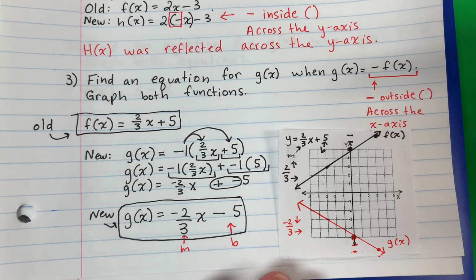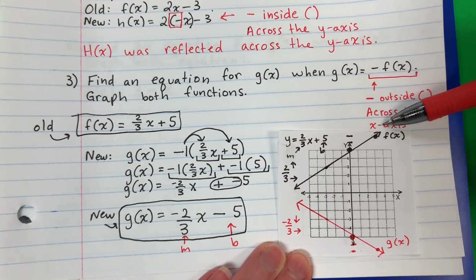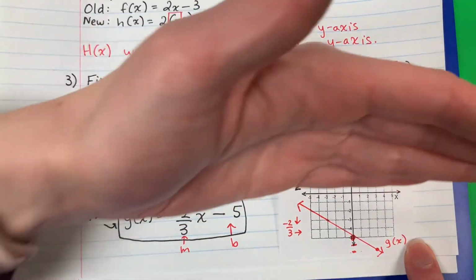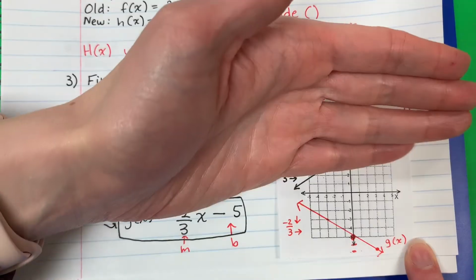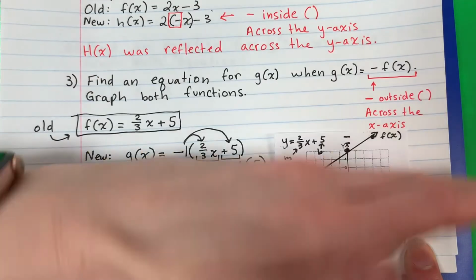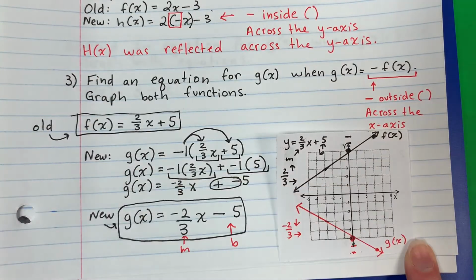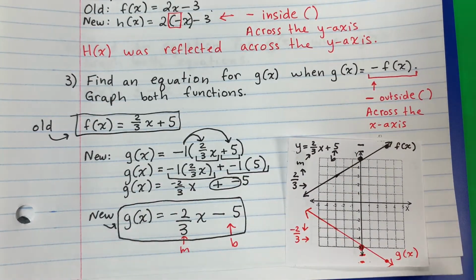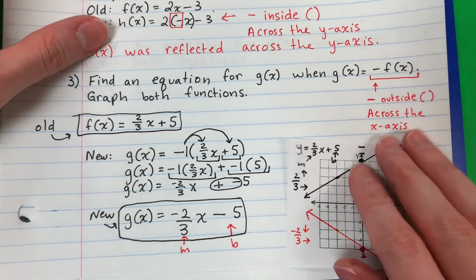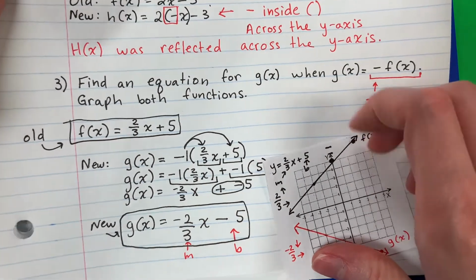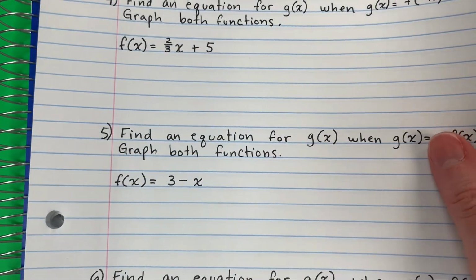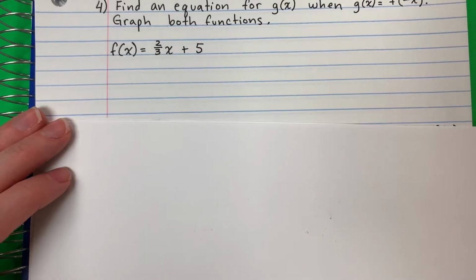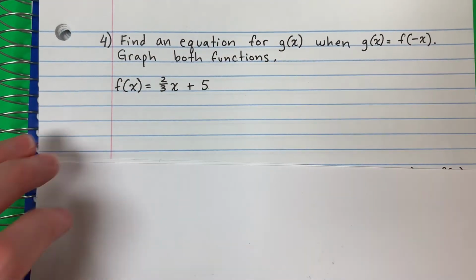Okay, so they said the mirror is the x. So do you see here how these are kind of flipped? It's a reflection, like that. Do you see that? Go ahead and copy. Pause the video if you need to. We're going to go ahead and go to example 4.